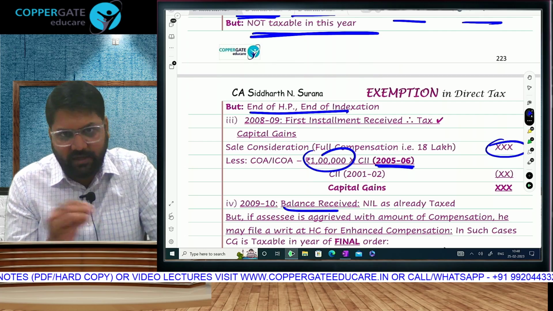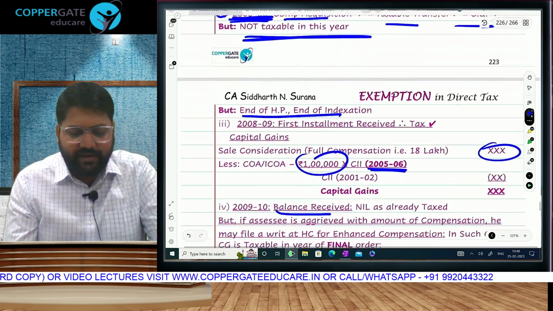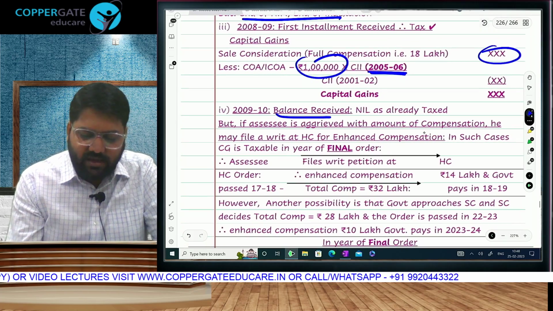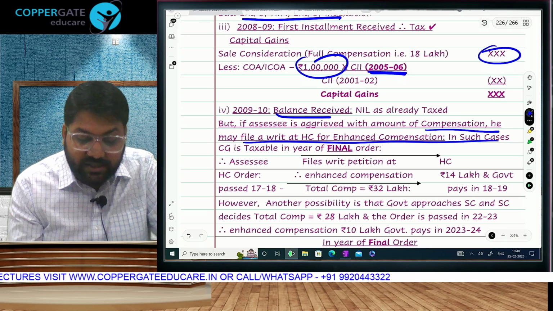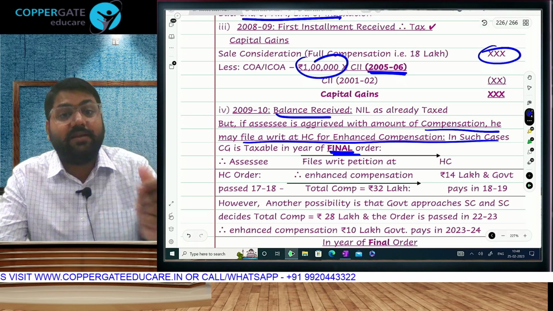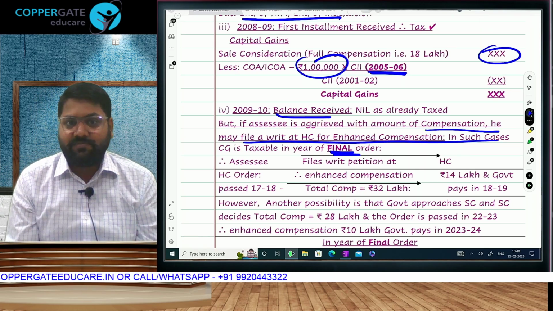So, he may possibly go to High Court to get something extra over and above the 18 lakh. It is possible. If the assessee does not agree with the amount of compensation, he may file a writ petition for enhanced compensation. In such cases, the capital gain will be taxable in the year of the final order. So, the assessee is filing a case in High Court. High Court will give the judgment.